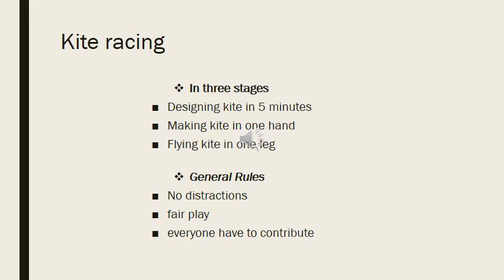After examination, the qualified groups will do kite racing in the final. While kite racing, they have to stand on just one leg, and the group that flies the kite for the longest time wins the game. The other specific rules of this competition include no distraction allowed. Only one person is allowed to fly the kite. Everyone has to contribute rather than one person doing everything. No cheating, and fair play.